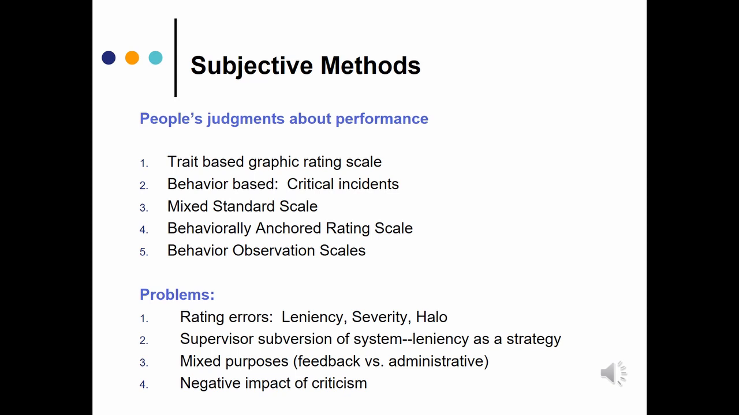And the fourth one is the behaviorally anchored rating scale, or what we usually know as BARS. This is a rating scale in which the response choices are defined in behavioral terms. And the last one is the behavior observation scale.